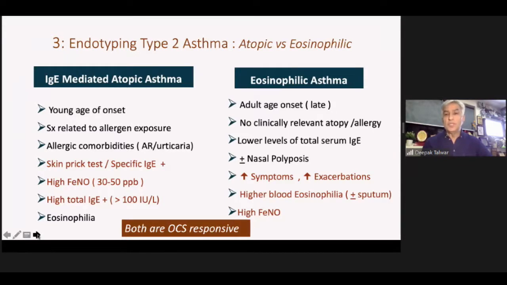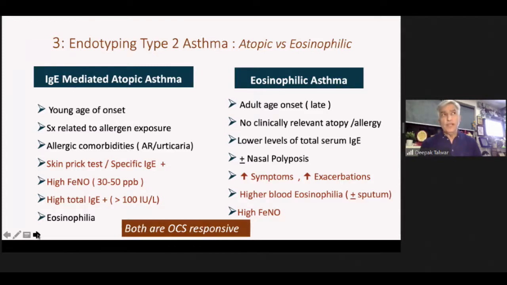Nasal polyposis is an important comorbidity in eosinophilic asthma. And high FeNO and high eosinophil counts are common to both types of type 2 severe asthma. Generally, the IgE is much higher in IgE-mediated asthma, and eosinophils are much higher in eosinophilic asthma. But there is again a very significant overlap, which is very difficult to distinguish many times in clinical practice.